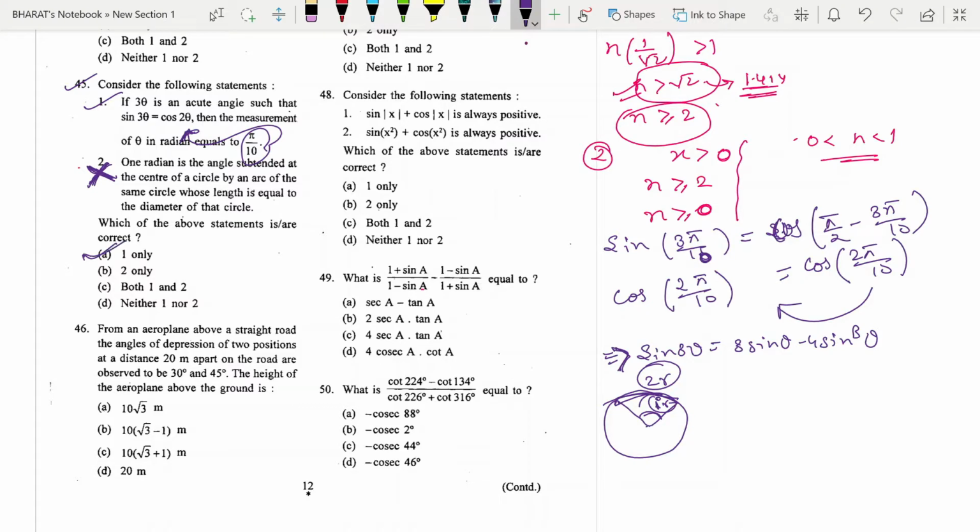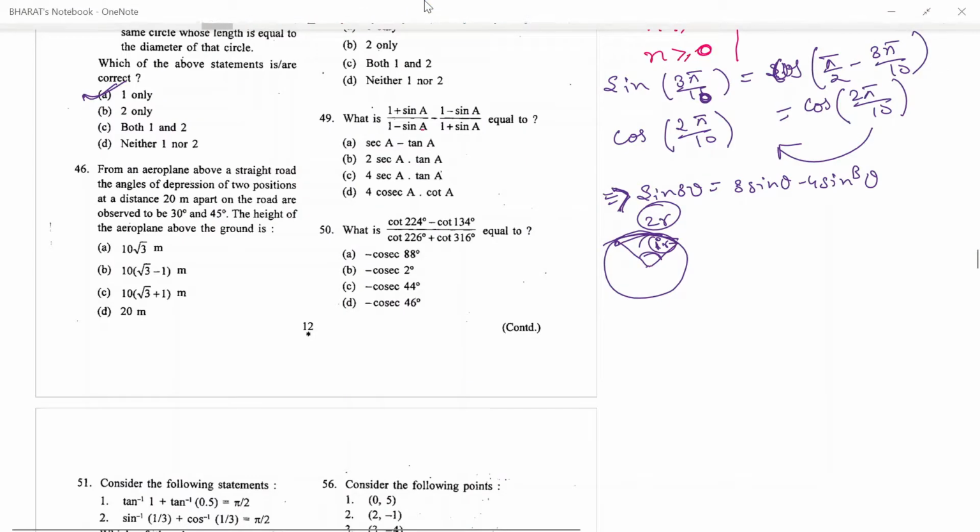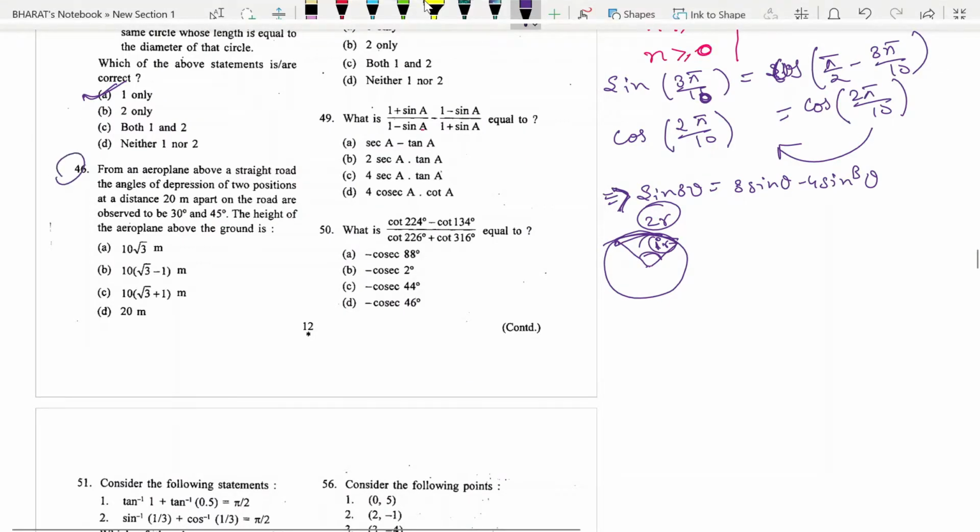Only first one is correct. Okay, now moving to question number 46, a very standard question.